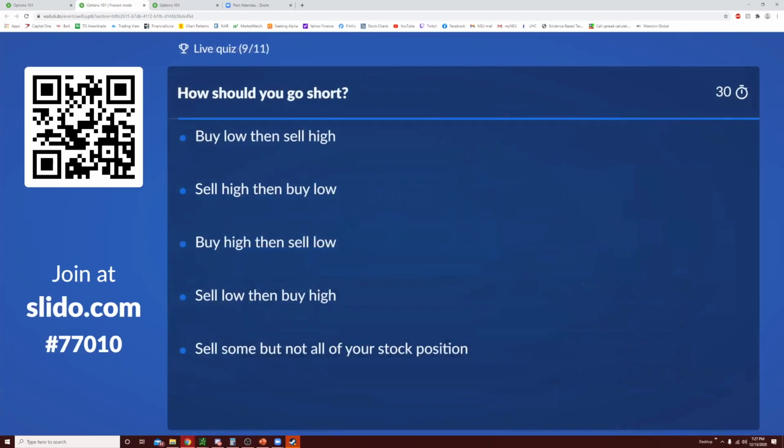Here we go. How should you go short? Buy low, then sell high; then buy low high, then sell low; then buy high; or sell some but not all of your stock position. That's a tongue twister. Buy, sell, high, low, sell, buy, low, high. Ugh. All right. We've got 5 seconds.